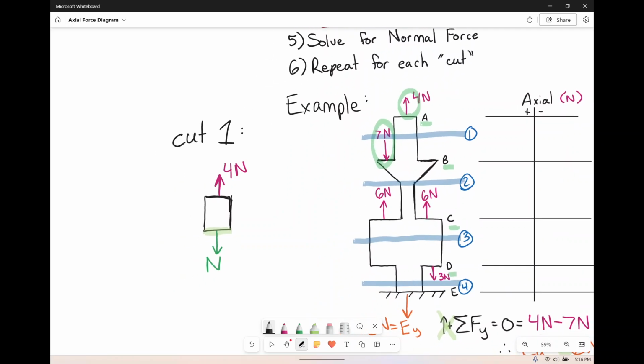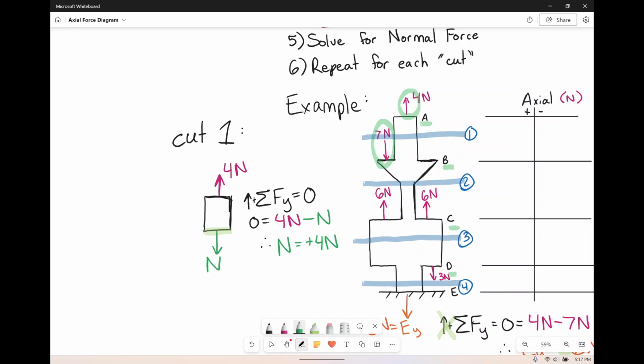So, quite a simple problem, really. You look at cut 1, and all you've got to do is sum forces in the y direction and set it equal to 0. Again, picking a direction to be positive is only for the sake of determining which is a positive number and which is a negative number. In this case, we have 4 newtons going up, and we have N going down, so N's negative.